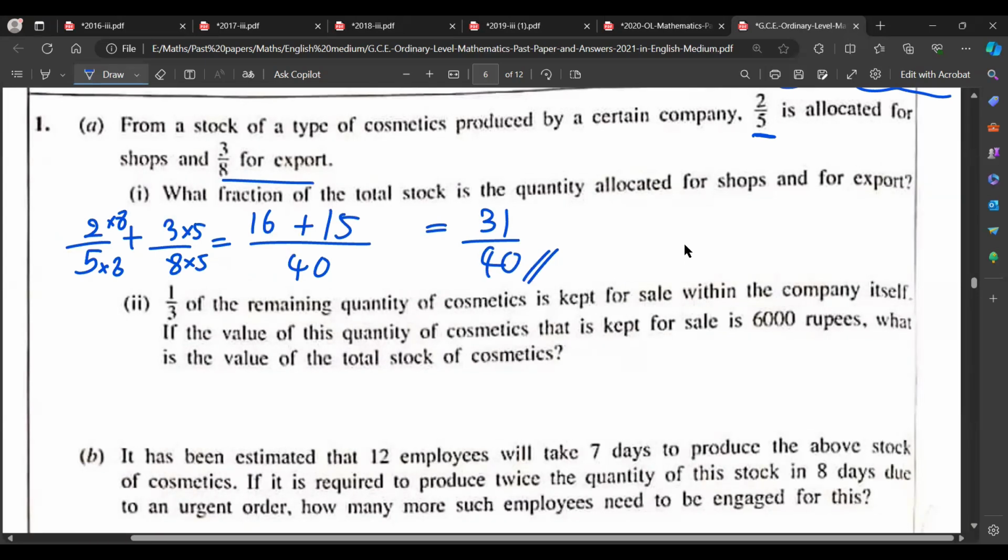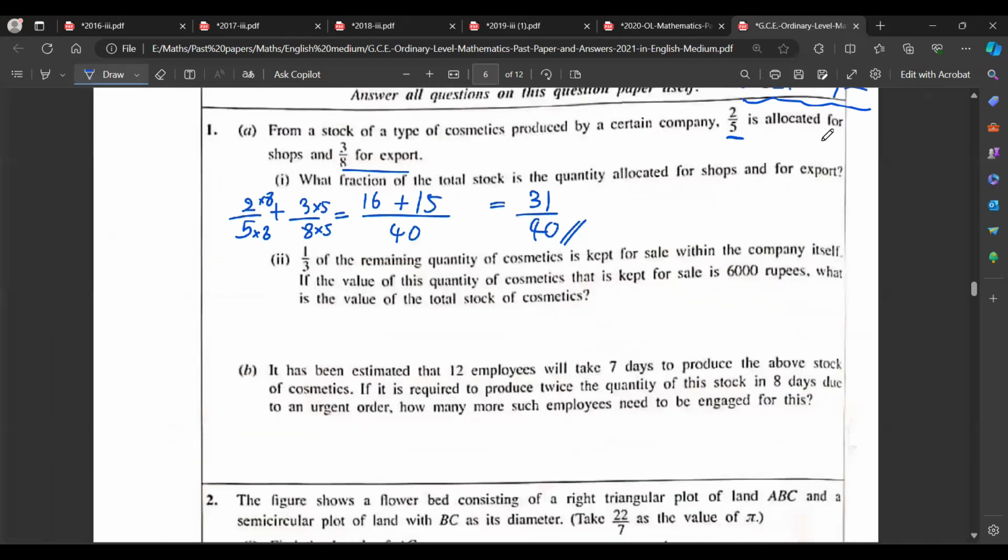Remaining is not mentioned here, after allocating to shops and export, so there is no need for multiplication. If remaining is mentioned, then you have to do the multiplication. Here you just add these two. Now, if there are 40 parts, 31 parts are used, and now there is a remainder.